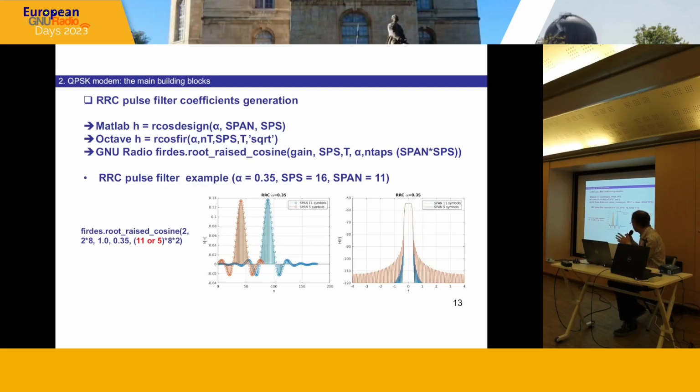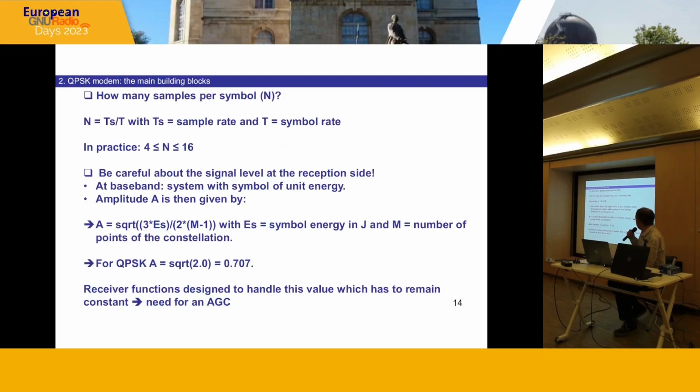The larger the span you take, the lower you go with the spectral regrowth that you can see on the figure. So it's a compromise depending on your transmission channel. Another question is how many samples per symbol? N is equal to Ts divided by T, with Ts the sample rate and T the symbol period. In practice, we take between 4 and 16 samples.